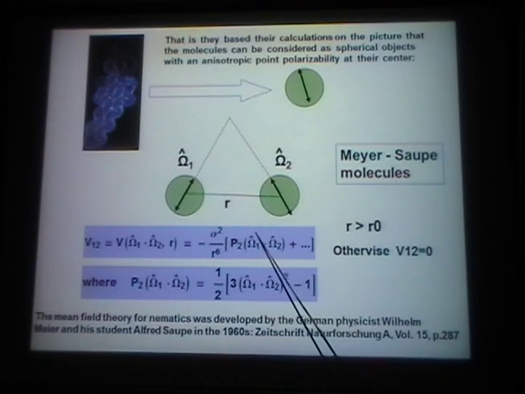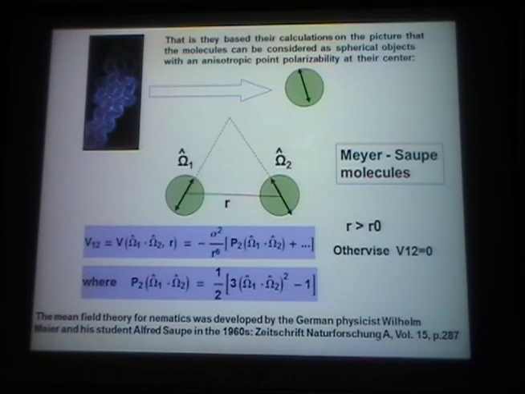But anyway, the leading term would be the second Legendre polynomial of the orientations depending upon the scalar product of the orientations of the molecules, minus 1 over r to the power 6. And it's assumed that this interaction potential is valid for r greater than r naught, while otherwise it's zero. You see, here is this effect I told you at the beginning. We need to assume that the molecules cannot penetrate each other when they are very close together. And that has been explicitly built into the model by Maier-Saupe.